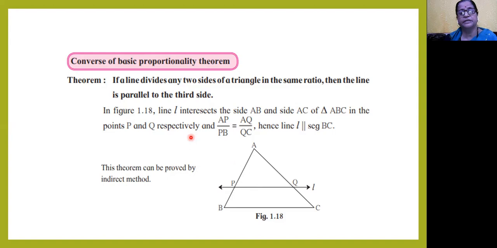In this figure, it is given that line L intersects side AB and side AC of triangle ABC at points P and Q respectively, and AP divided by PB is equal to AQ divided by QC. Hence, line L is parallel to line BC. It is an indirect method of proof. You do it.